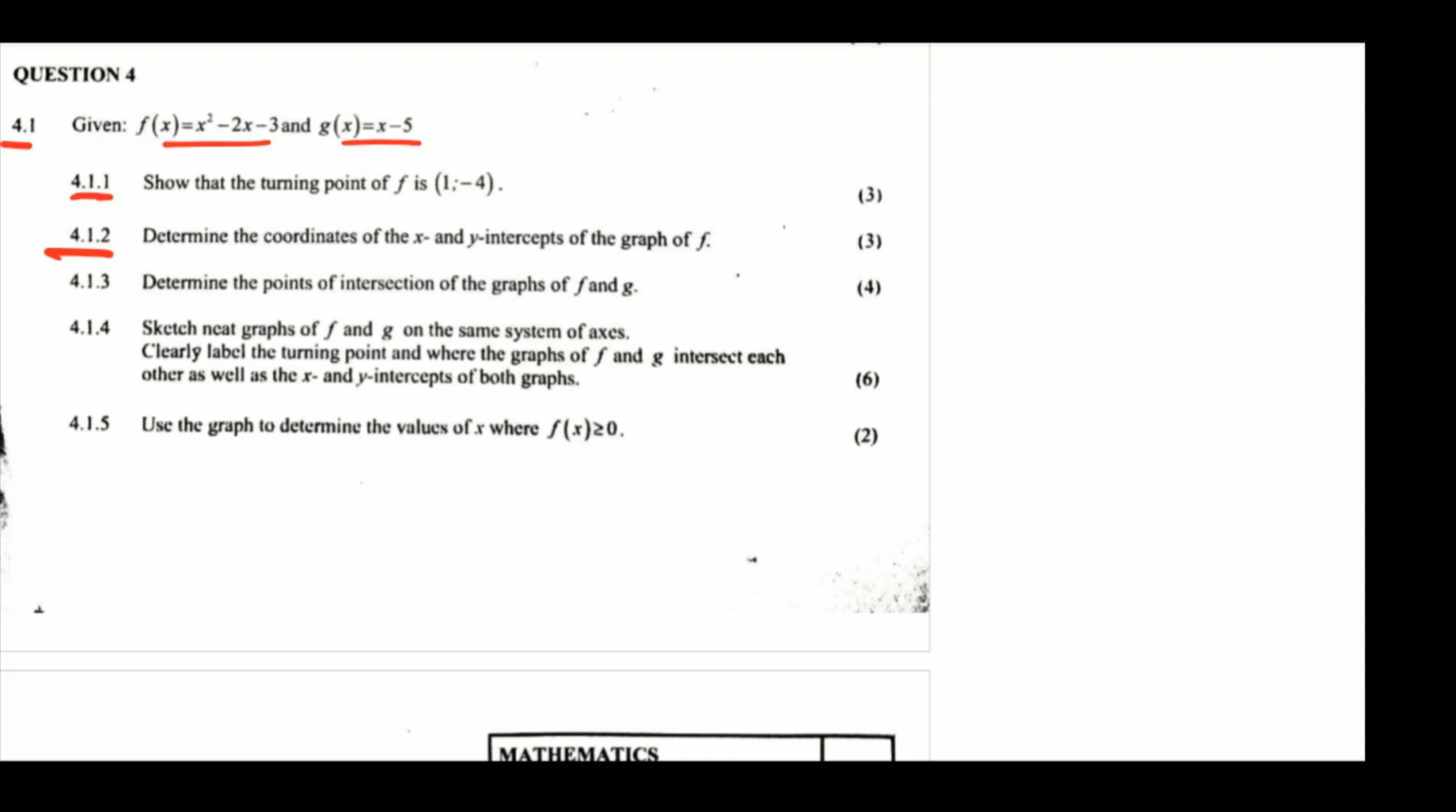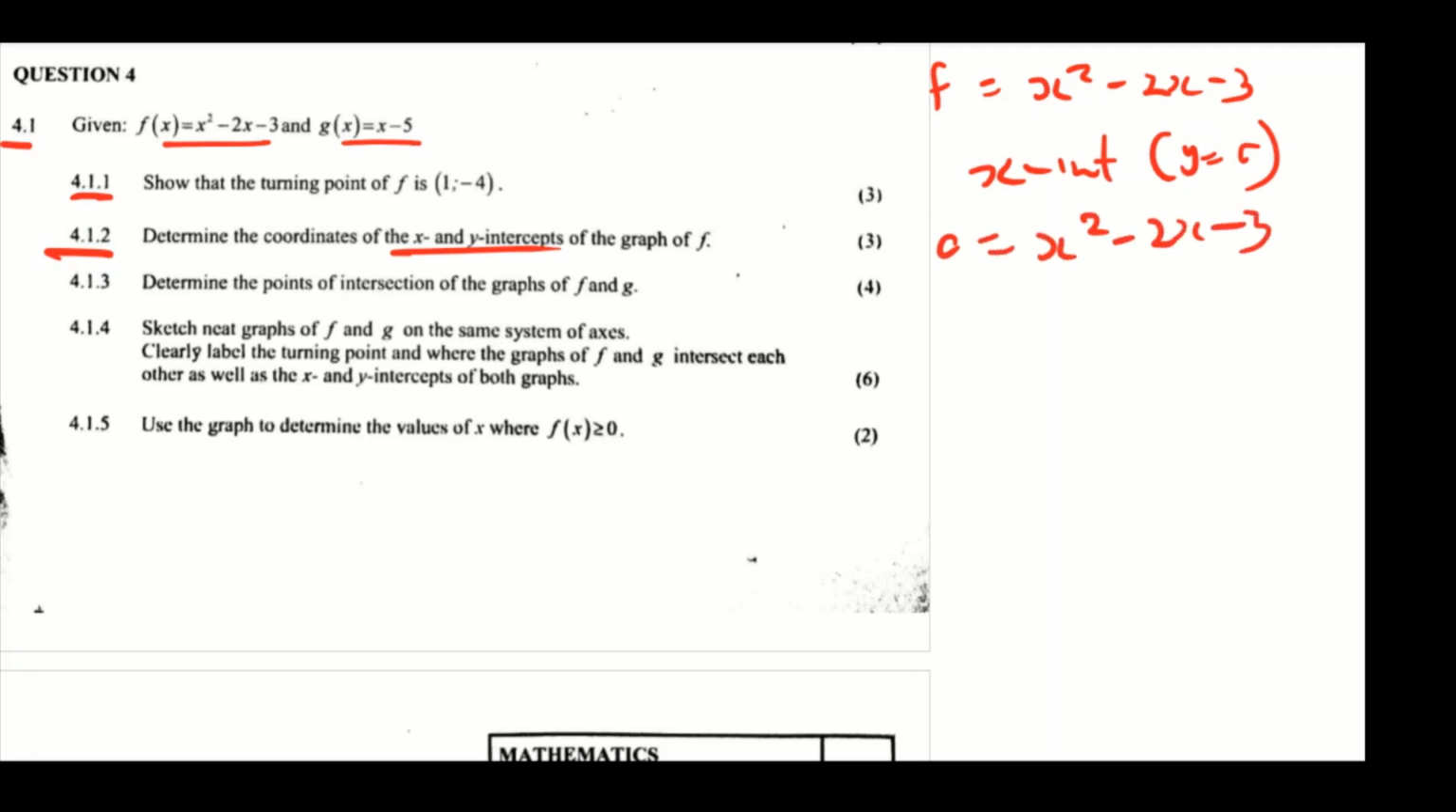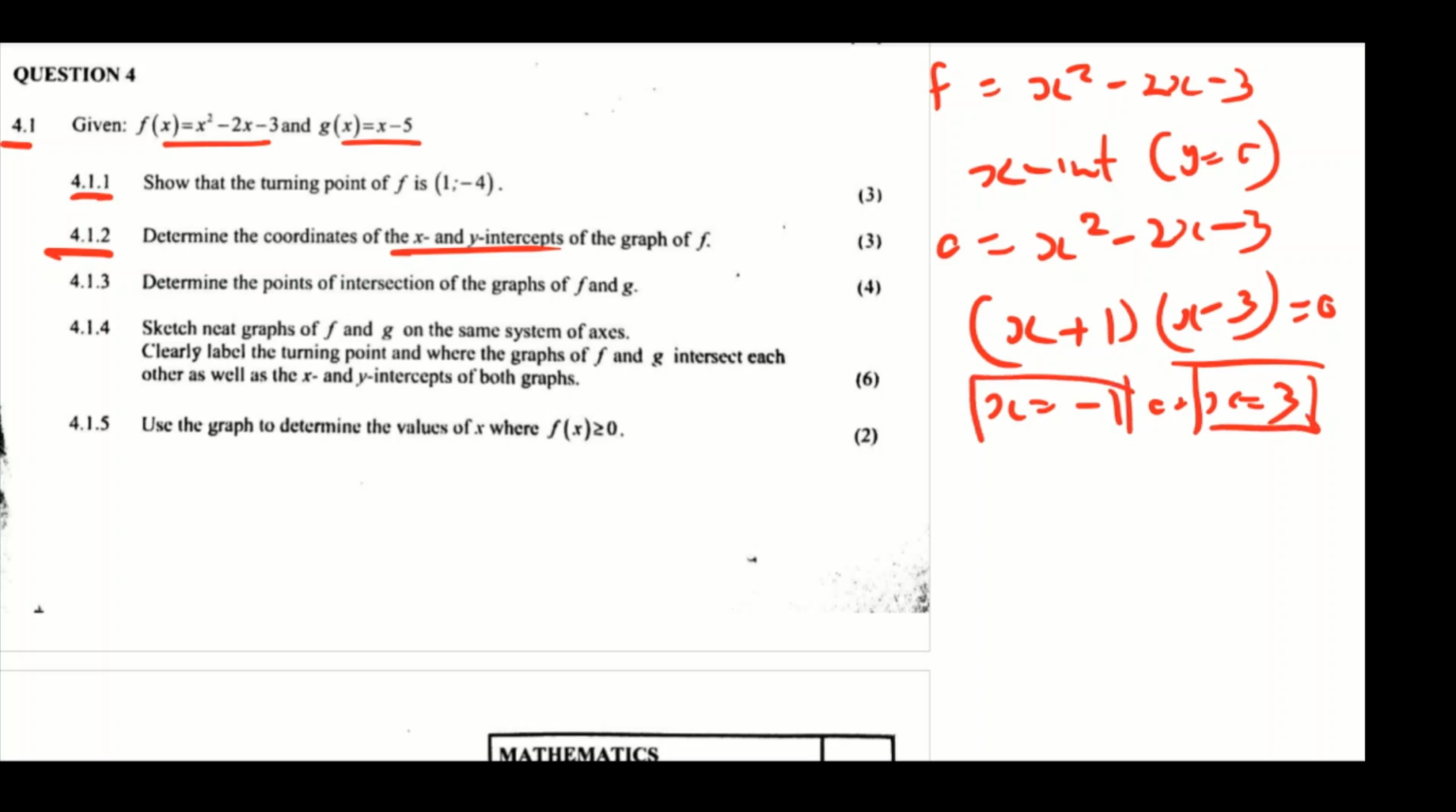Now we're asked to find the x and y intercepts of the graph of f. We know that f is equal to x squared minus 2x minus 3. So for the x-intercepts, when y is equal to 0, we have 0 equals x squared minus 2x minus 3. Find the factors: we have x and x, 3 and 1, and here's going to be minus and this is plus, so it's equal to 0. So x is equal to minus 1 or x is equal to 3. So these are your x values. If you write them in coordinate form, it's minus 1 and 0, and 3 and 0.